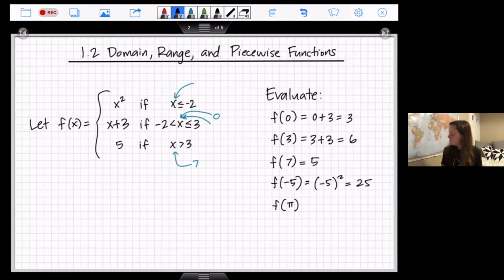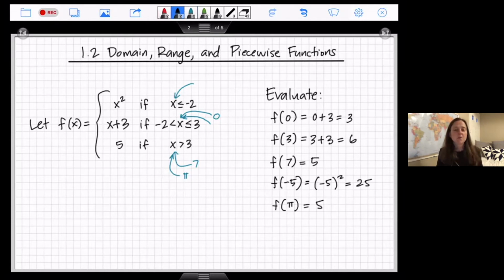And then f of pi, there's always room for pi. Pi is 3.14, right? So 3.14 actually follows the same rule as 7 does, right? That's bigger than 3, pi. So that rule, the answer is always 5.